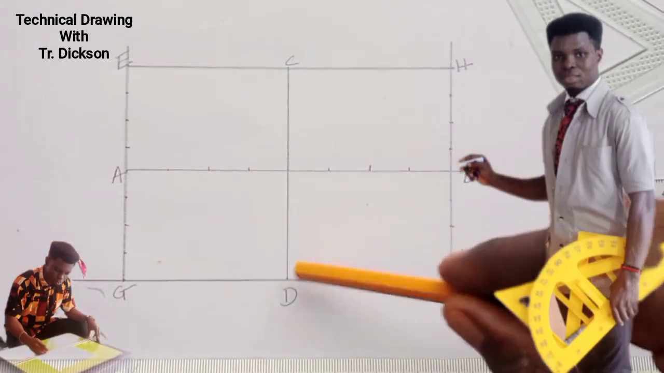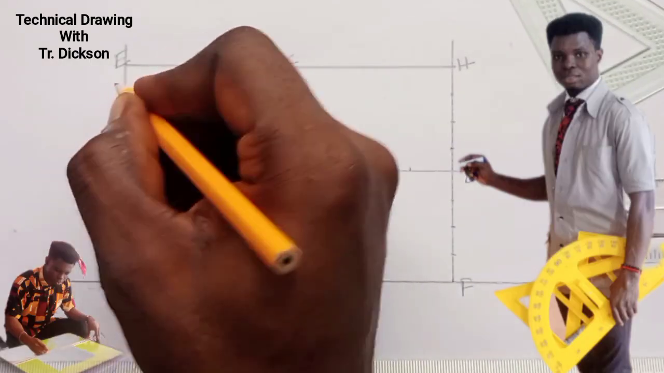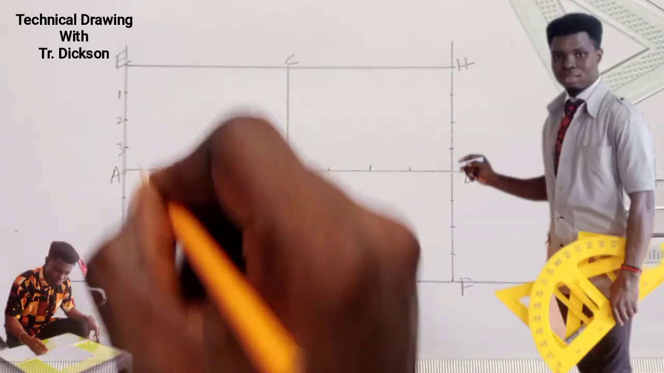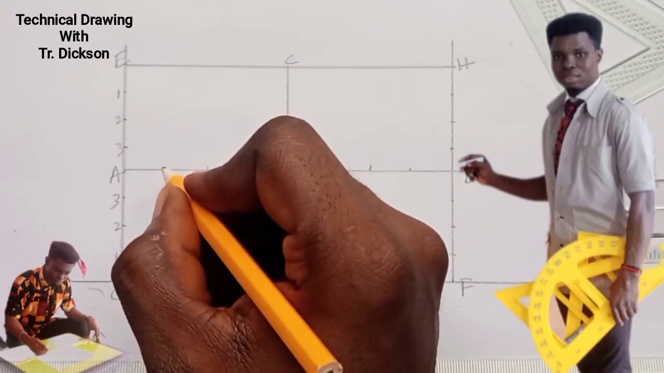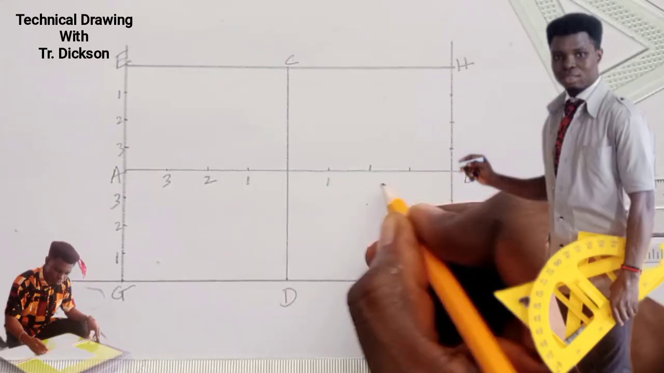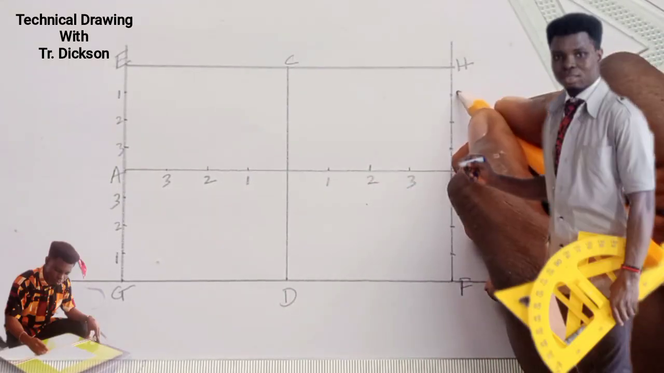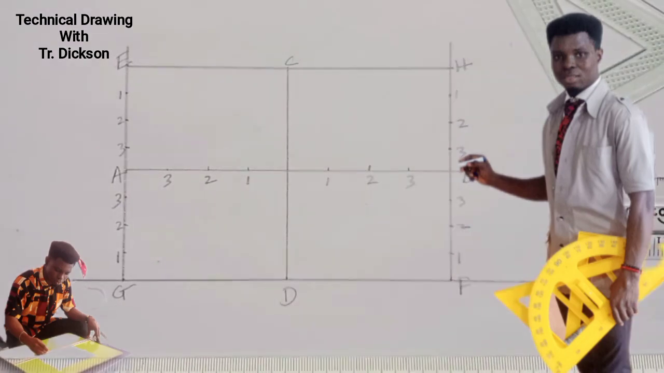Now the next thing to do will be for me to draw radial lines to meet each of the points. Okay, let me first of all number. So I begin here with 1, 2, 3, and this gives me 4. So 3, 2, 1. Now here I have 3, 2, 1. I have here 1, 2, 3. I have here 1, 2, 3. I have here 3, 2, 1. All right, so I finished that.